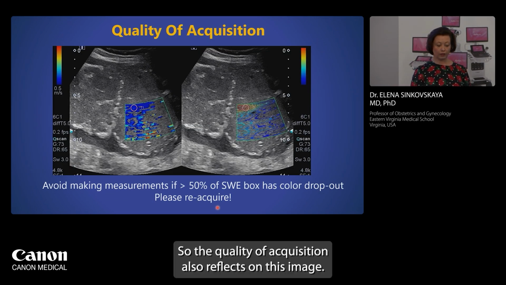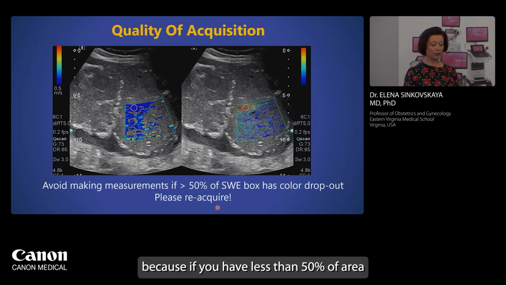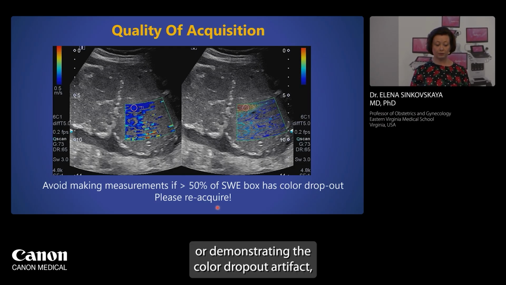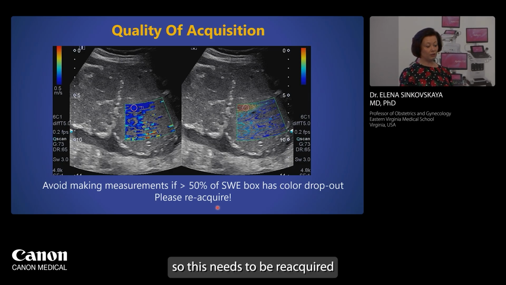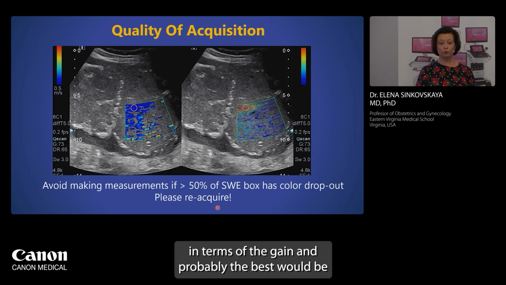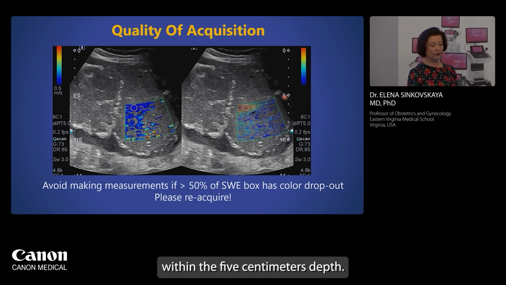The quality of acquisition also reflects on this image, which should not be used for analysis, because if you have less than 50% of the area of the shear wave elastography box without color, or demonstrating the color dropout artifact, it needs to be reacquired. First the 2D image needs to be optimized in terms of the gain, and probably the best would be to apply the area of interest somewhere here within the 5 centimeters depth.